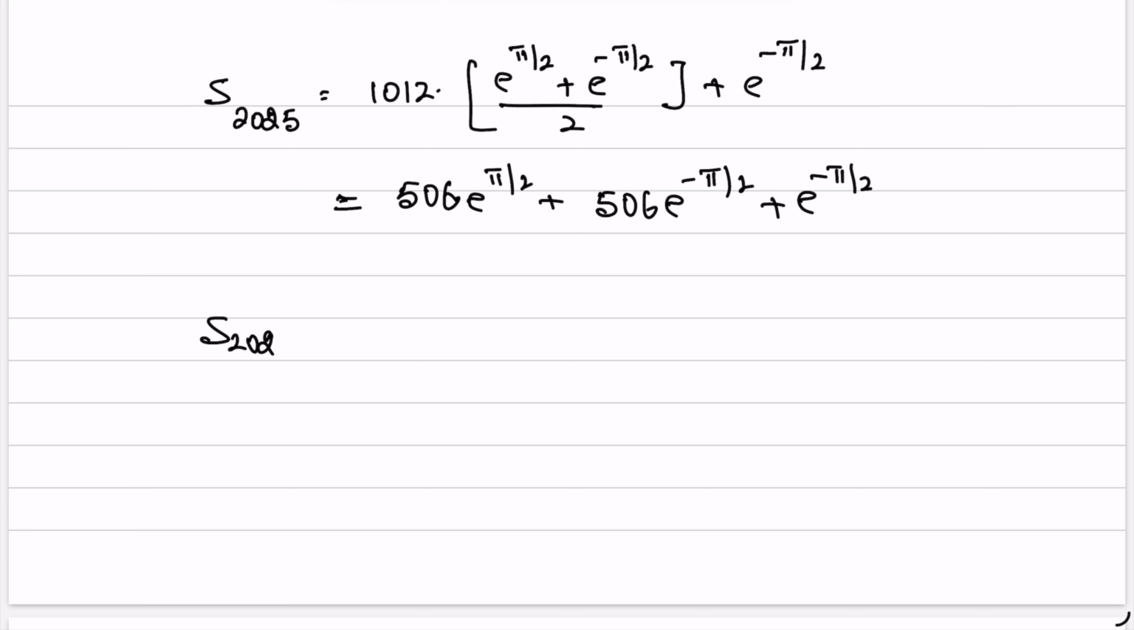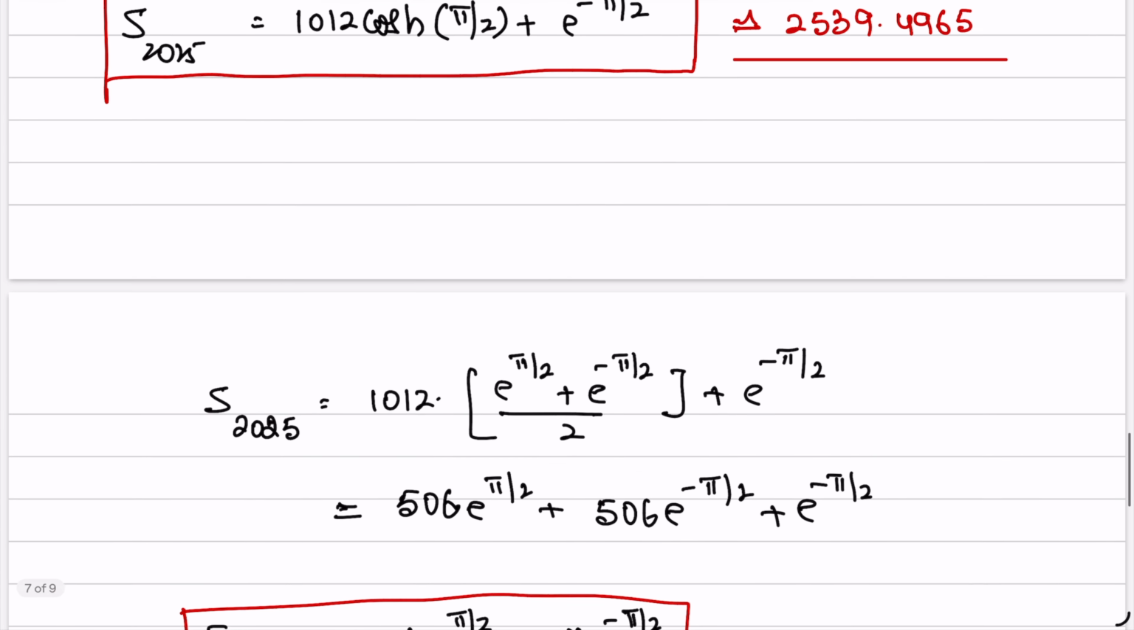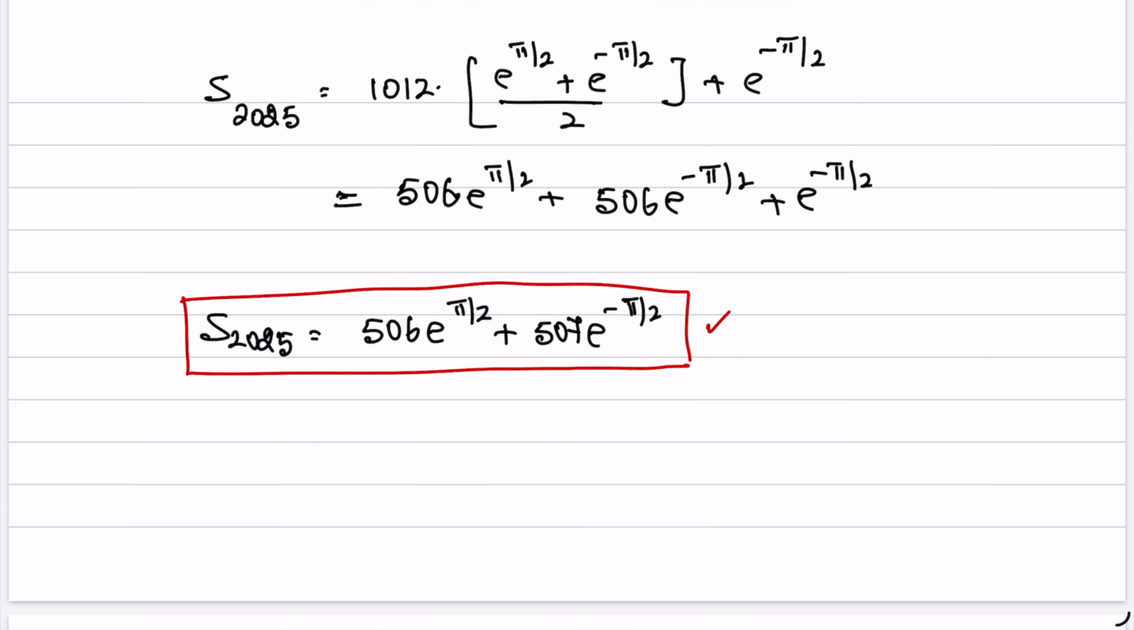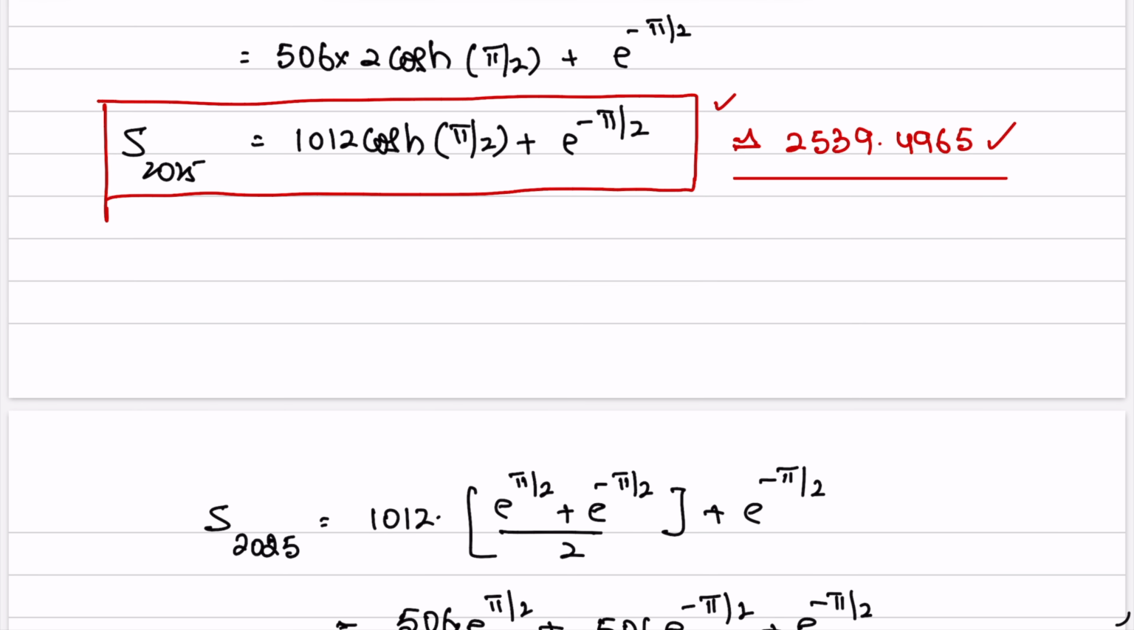The sum of 2025 elements will be 506 into e to the power of pi by 2 plus 507 into e to the power of minus pi by 2. This way also you can represent the answer. Both are correct. Otherwise, if you want to calculate with the help of a calculator, if a calculator is provided to you, this is the numerical value.